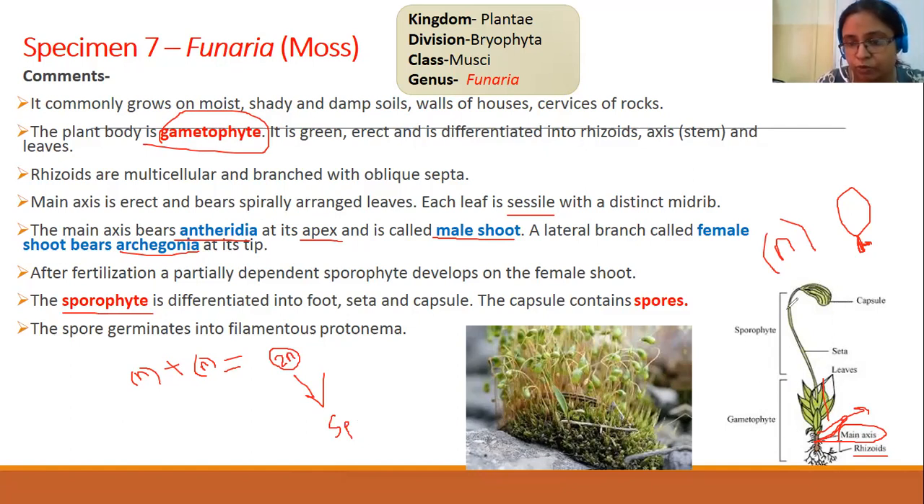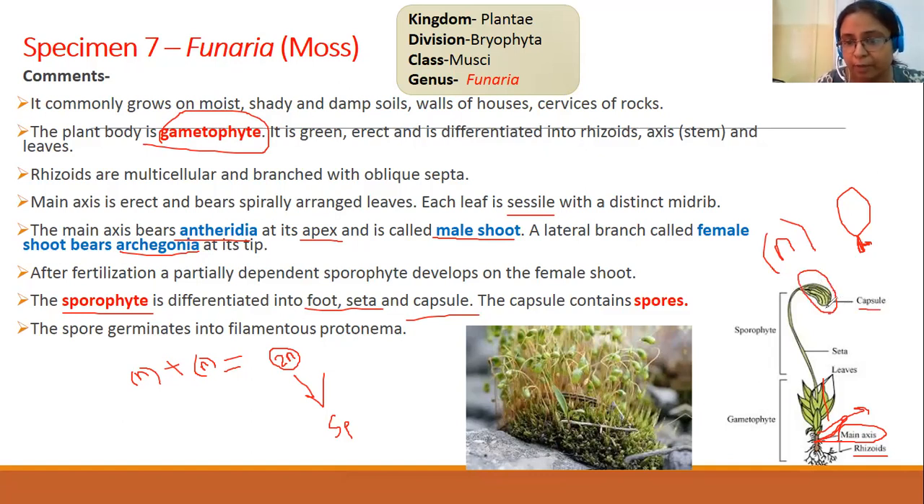Fine. So this sporophyte here is well developed. In Riccia, it was not visible, it was inconspicuous. You cannot identify it. But here the sporophyte is well developed. It is differentiated into the foot, seta and capsule. Foot is the basal part by which it remains attached to the parent body, which is the gametophyte. The seta is the long and slender stalk. And at the tip of it, it bears a capsule.